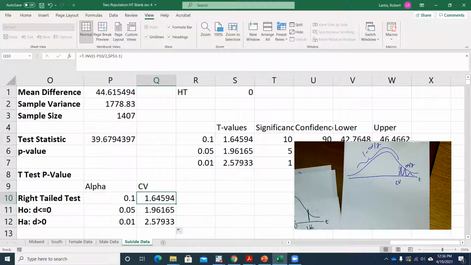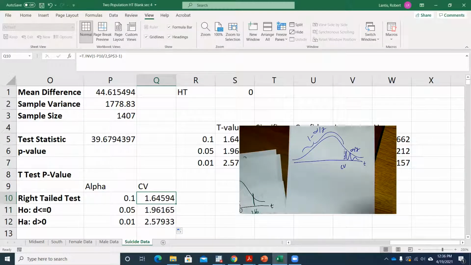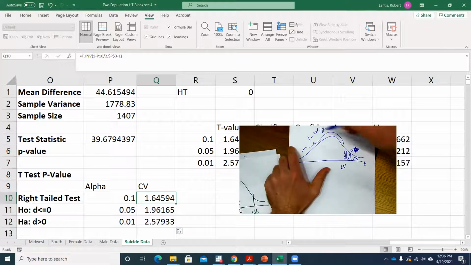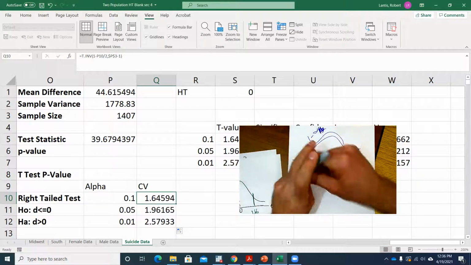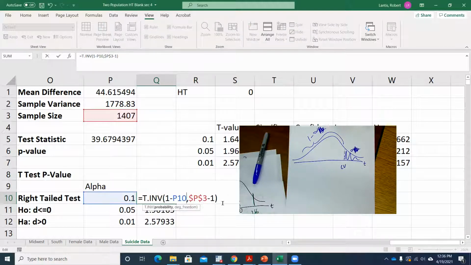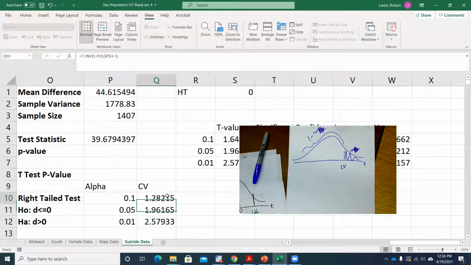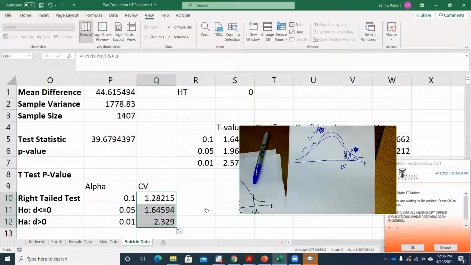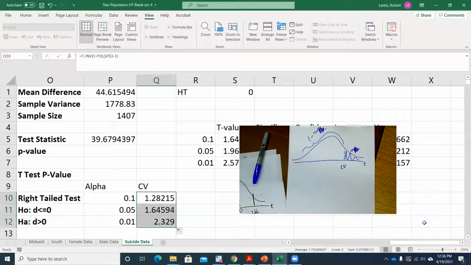Actually, why did no one correct me? It's not alpha over 2. I'm not doing a two-tailed test. Sorry, this is just alpha. They should be different. I'm doing a right-tailed test, so I shouldn't be dividing alpha by 2 here, because there should just be alpha total in that one tail. Sorry about that. I wasn't thinking about what I was doing. Okay, so we've got alpha total in the tail, so 1 minus alpha would be the area to the left. Now I've got my 3 critical values.